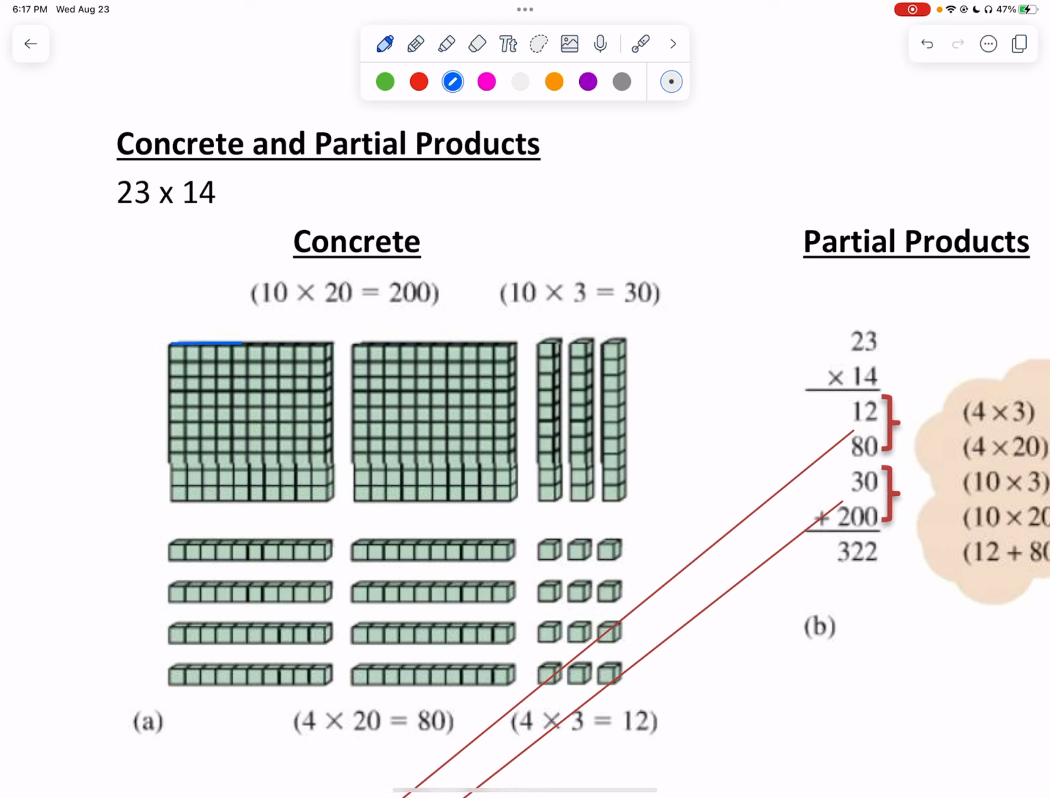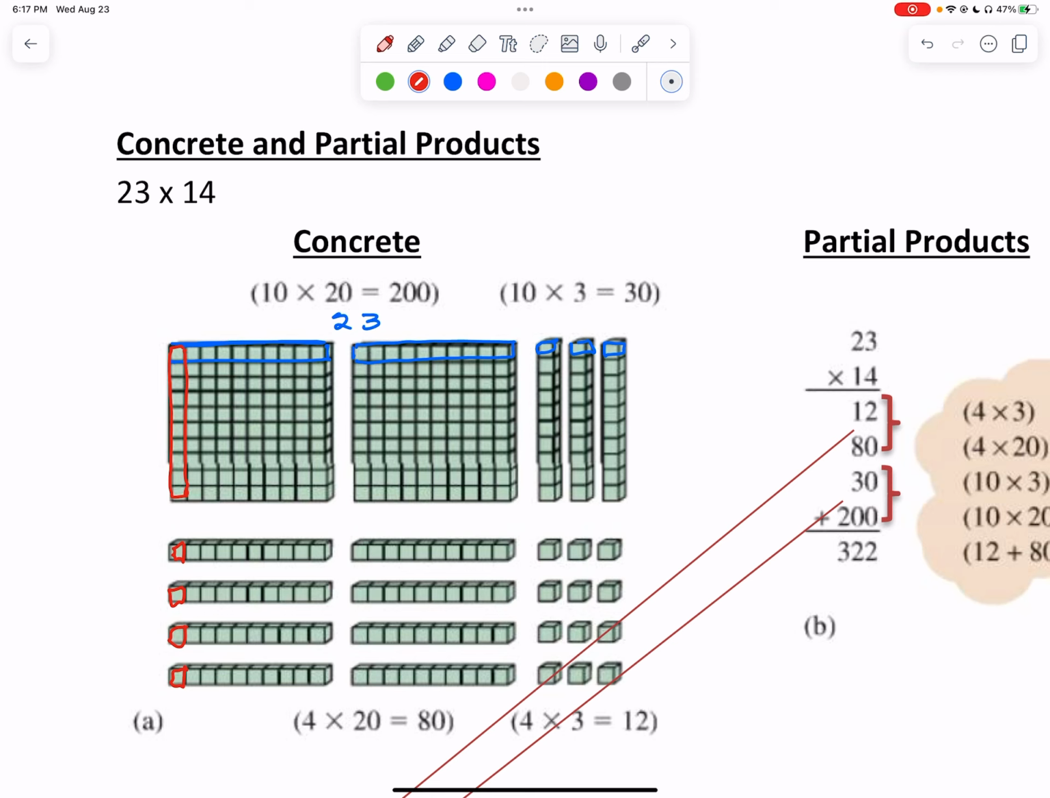So notice this is a 10. This right there, there's a rod. There's a rod. So there's 20, and there's my 3. Right? So there's my 23. So up here is my 23. All right, and then down the side is 14. So there's my rod and my 4 units. Okay, and then I fill it in.